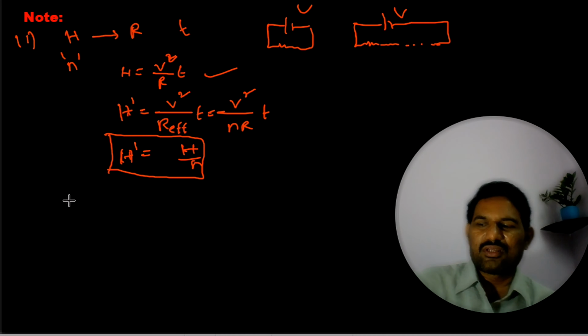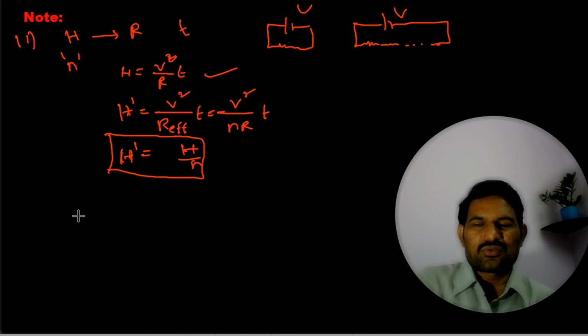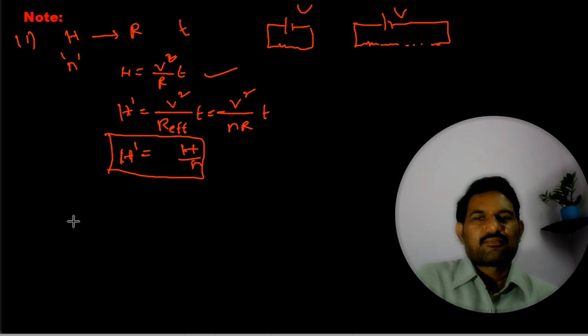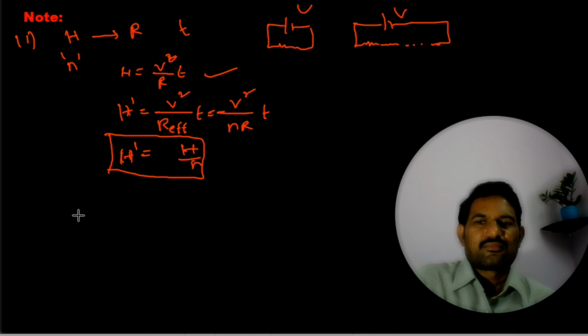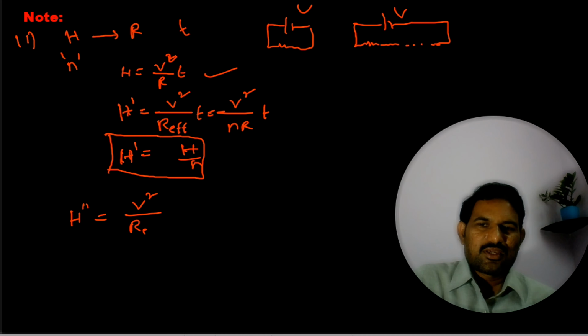Next mention that in the above case, if all the resistors are connected in parallel across the same source, then total amount of heat produced is given by. Then again I am taking this as some H double dash here in parallel. So again I am taking the same formula here, V square by R effective into T we can write.